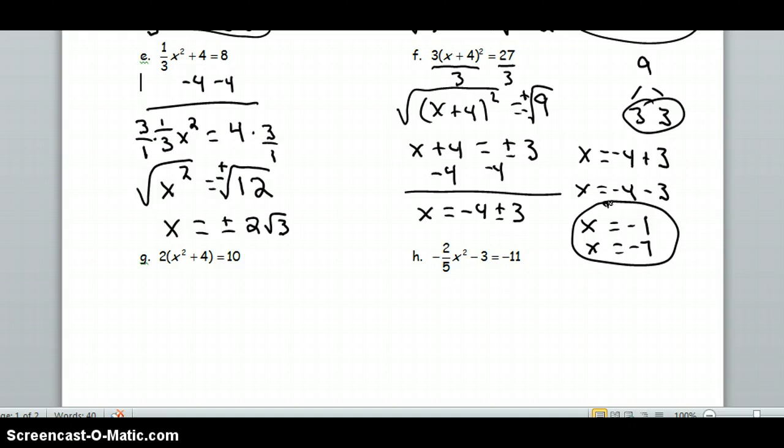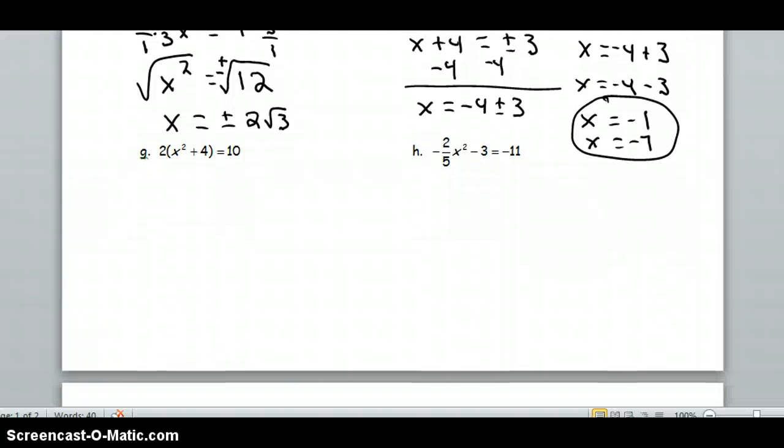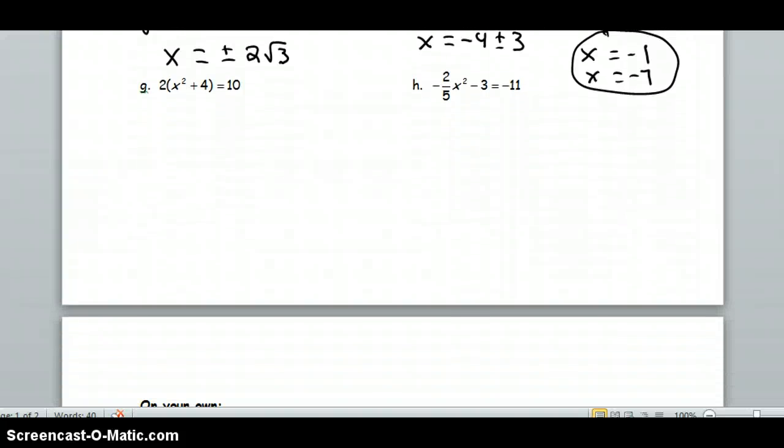Now, in a lot of problems we've done so far, we got plus or minus some number. And in this one, we got 2 different numbers, and both were negative. All right? So both can be negative. Both could actually be positive. All right? So let's do this next one.